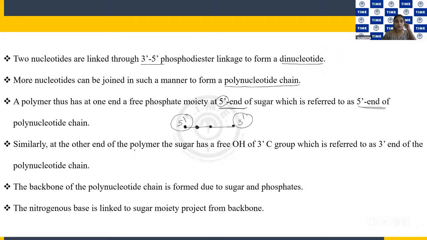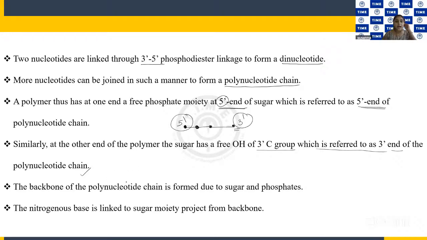At the other end of the polymer, the sugar has a free OH of the 3' carbon group, which is referred to as the 3' end of the polynucleotide chain. So what do we call it? We call it the 3' end of the polynucleotide chain. That is this end, and this is the 5' group.